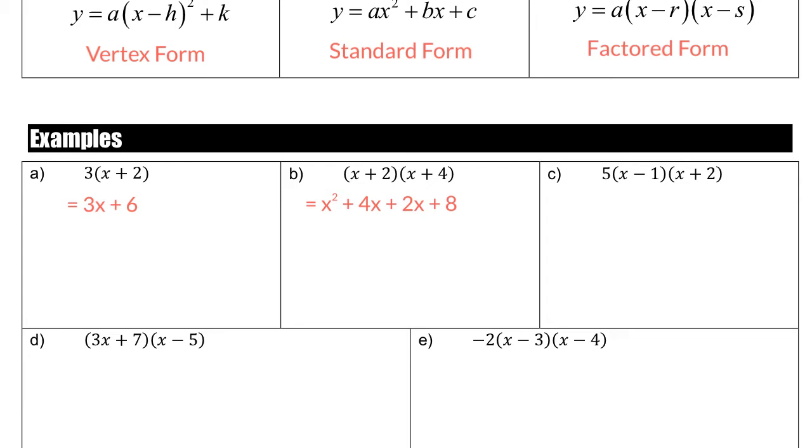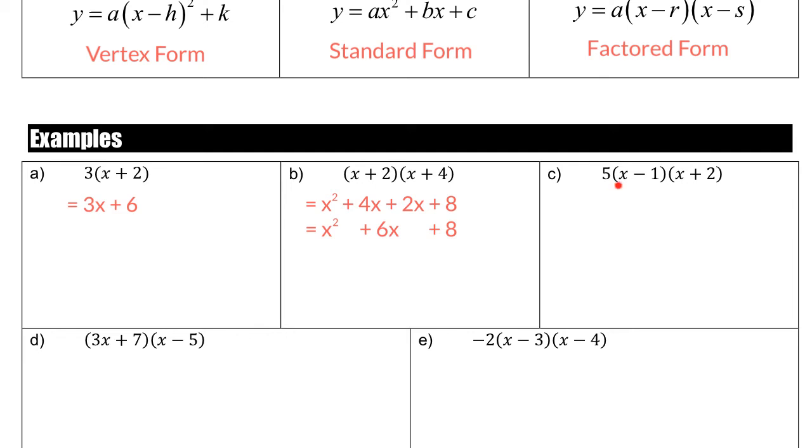But the middle two terms can be simplified. I have 4x plus 2x. Those are like terms, so I can just add those together to get 6x. So overall, I end up with x squared plus 6x plus 8, and that's my standard form.